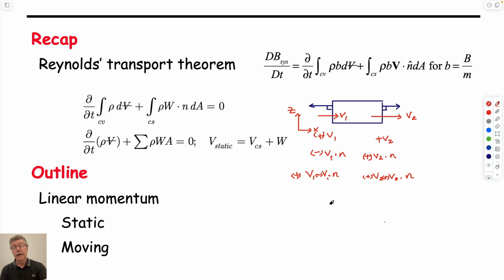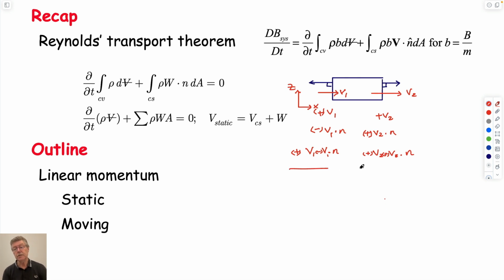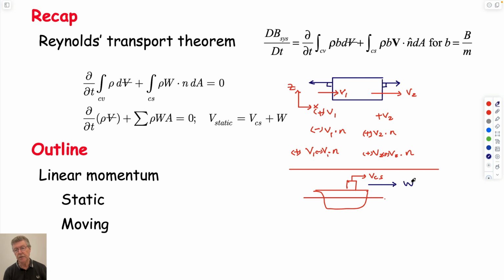And the other thing that we talked about was static and moving coordinate directions. I love the shape of this boat. Don't you just love it? Cabin on the top. And so we did two things. We said, one, that this boat can move at the velocity of the control surface. And we also had it that if it's squirting water out here at some rate w, then those two magnitudes are additive.